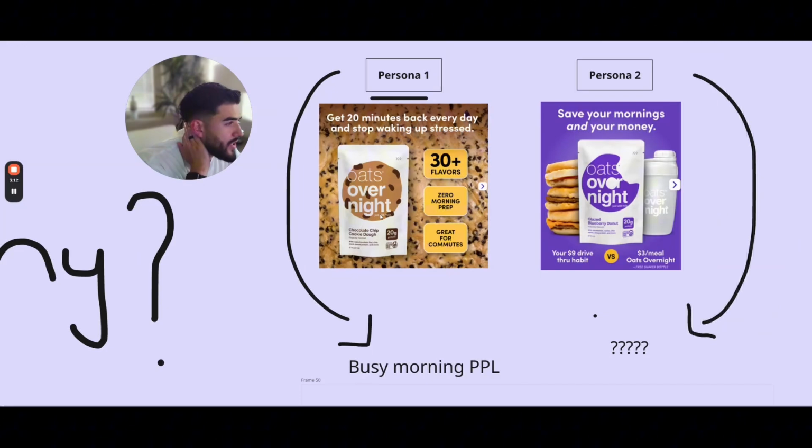So the way that this company is going to get scale, and the way you're going to get scale, is you have to speak to new audiences. Well, how do you speak to new audiences? You do it at the ad creative level. The easiest way is to do it in video, but let's just use static for this example.